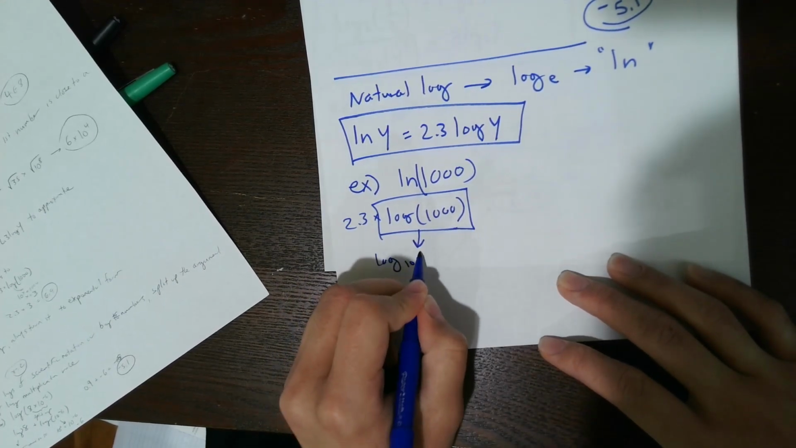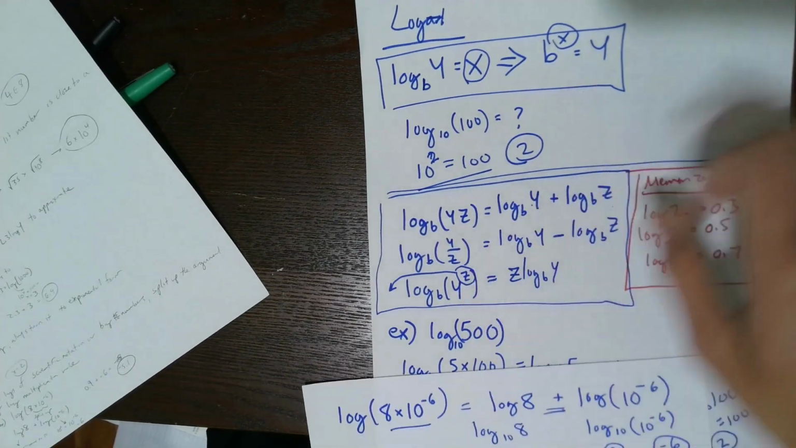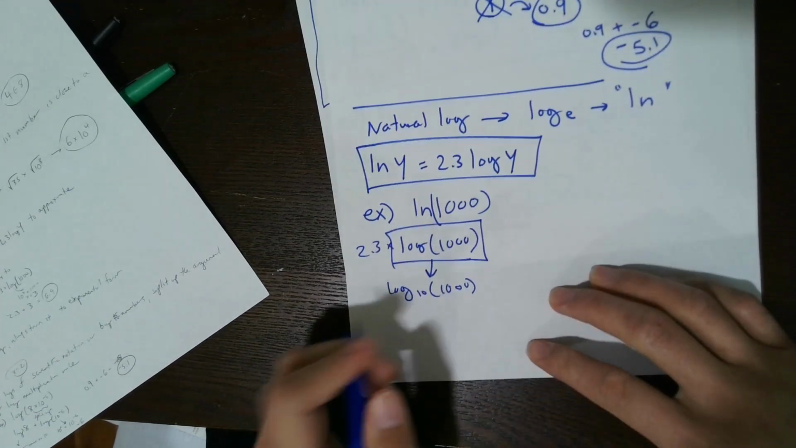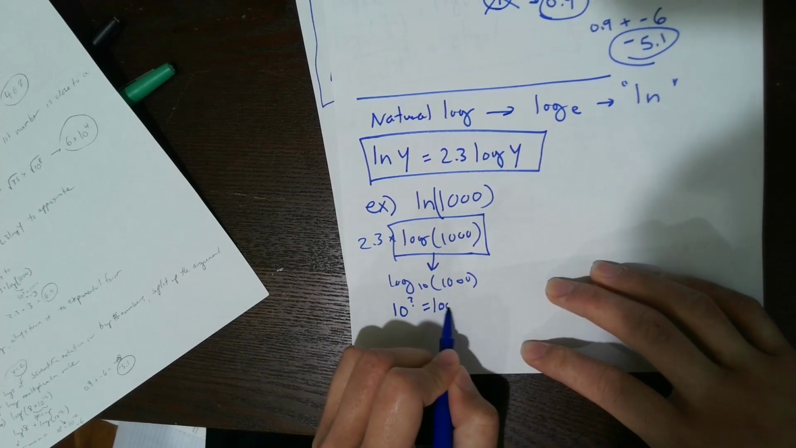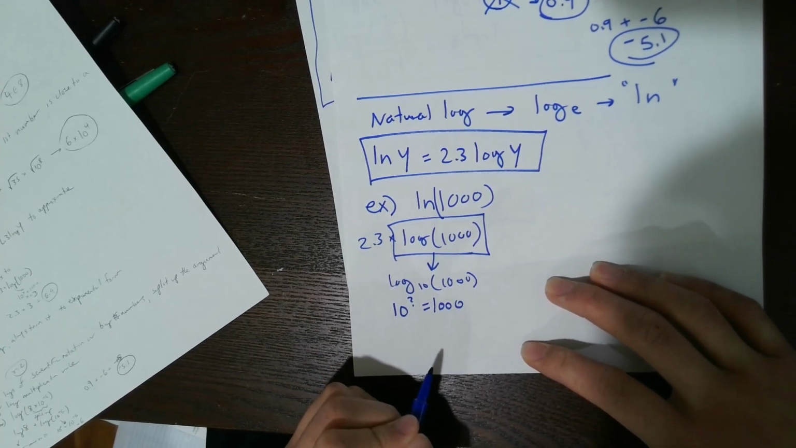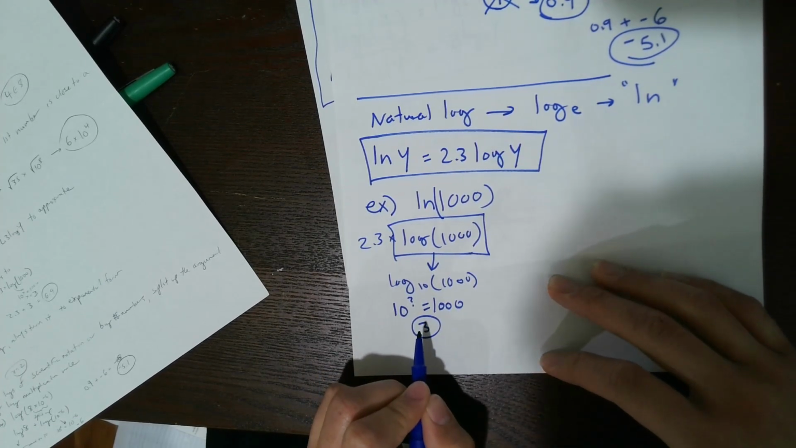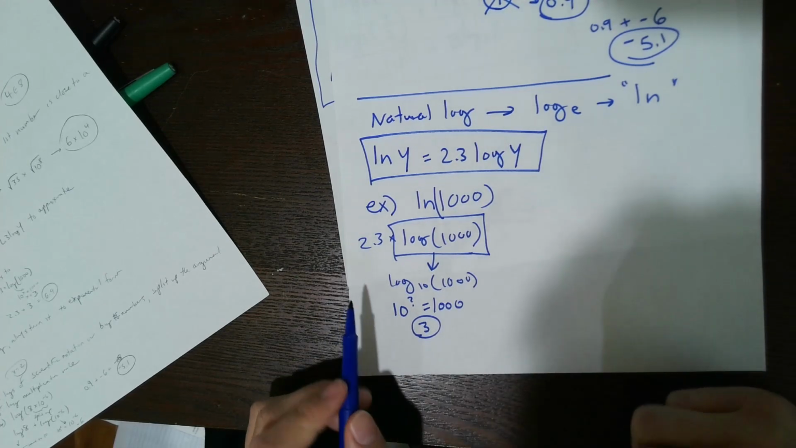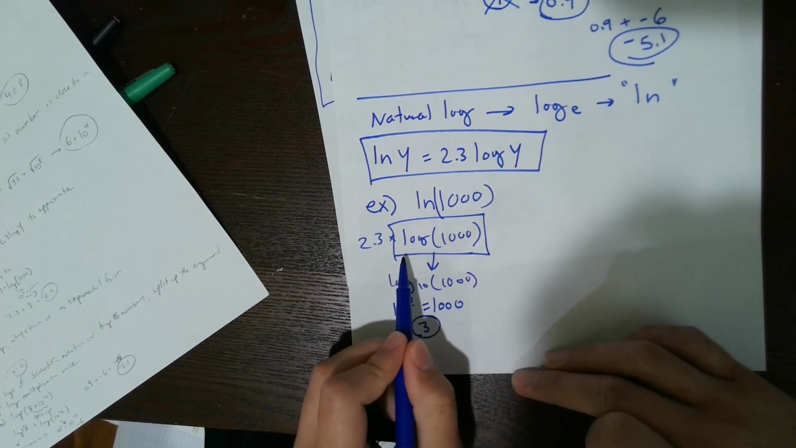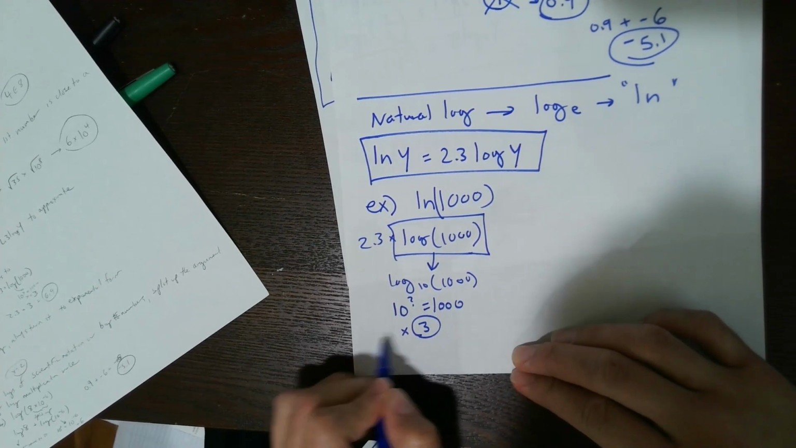So log base 10 of 1,000. Remember, we're going to write it again in exponential form. So we get 10 raised to what number is equal to 1,000? And that number is going to be 3, right? Because 10 raised to 3 is 1,000. So we got that. Log of 1,000 is 3. Now we just have to multiply this number by 2.3.